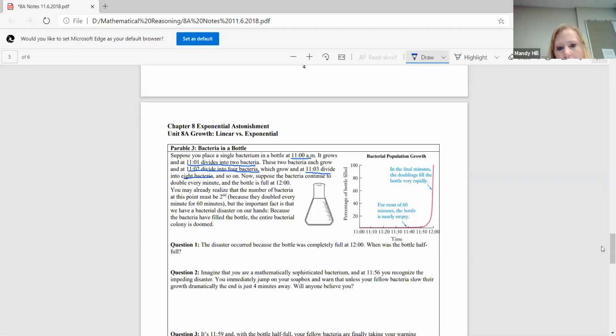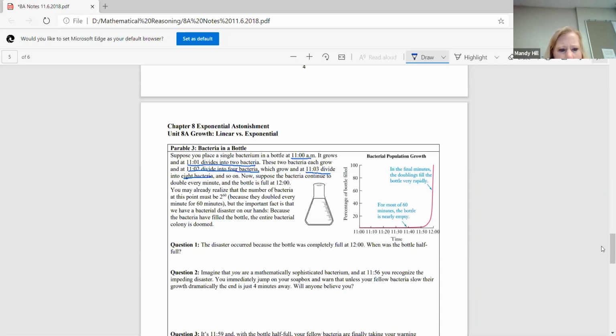So what we have, right, is our starting point is that we have a single bacteria. So before any time has gone by, we have 1 bacteria. Then after 1 minute goes by, we have 2 bacteria, then we have 4, then we have 8 after another minute goes by.